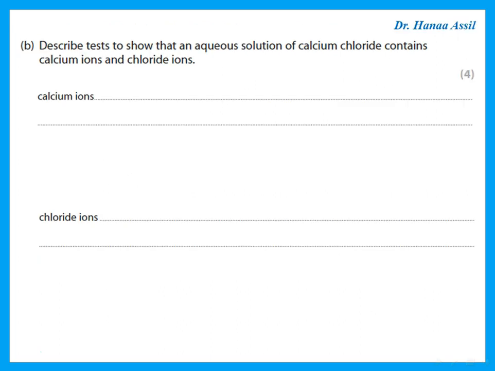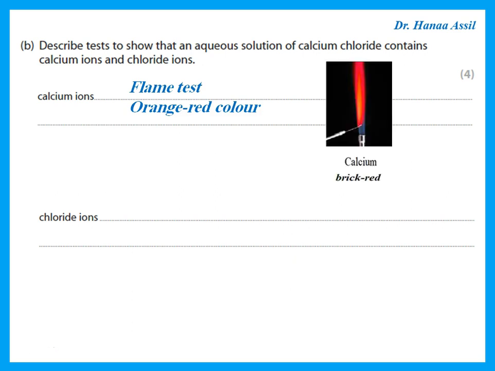Describe tests to show that an aqueous solution of calcium chloride contains calcium ions and chloride ions. So what is the test for calcium ions? Well, we have several tests for calcium ions, but we can say, for example, flame test. Flame test with calcium will give an orange-red color, or what we call a brick red color.